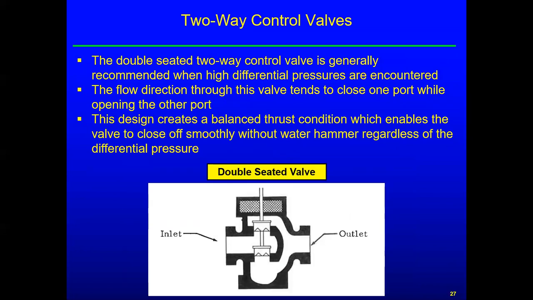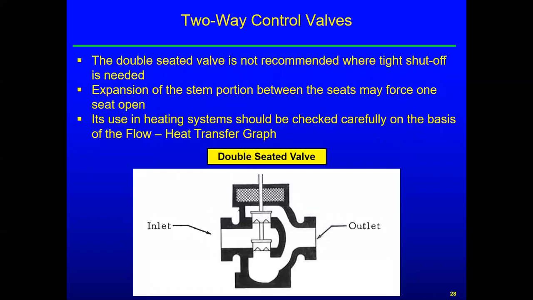Okay, the double-seated two-way control valve is generally recommended when high differential pressures are encountered. As flow goes through this valve, it tends to open one port while trying to close the other, so you get a kind of balanced thrust condition, which lets the valve operate smoothly without water hammer, regardless of differential pressure. So that's a good thing.